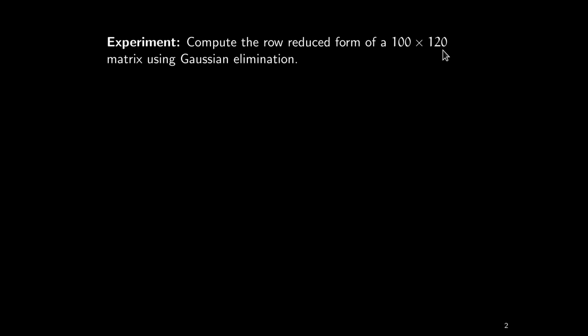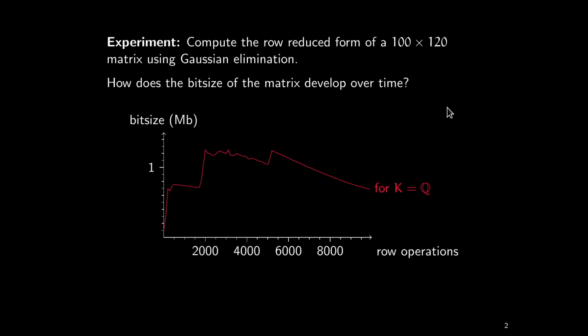What I mean by size here is the total bit size. That means the size that the matrix occupies in the memory of the computer. And that involves not only the format of the matrix, but also the size of the entries, the number of digits that the entries have. Okay, and here is what it looks like.